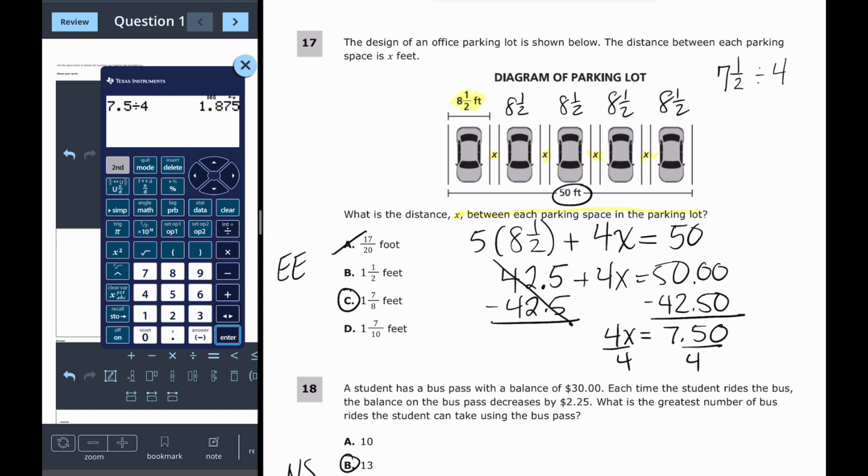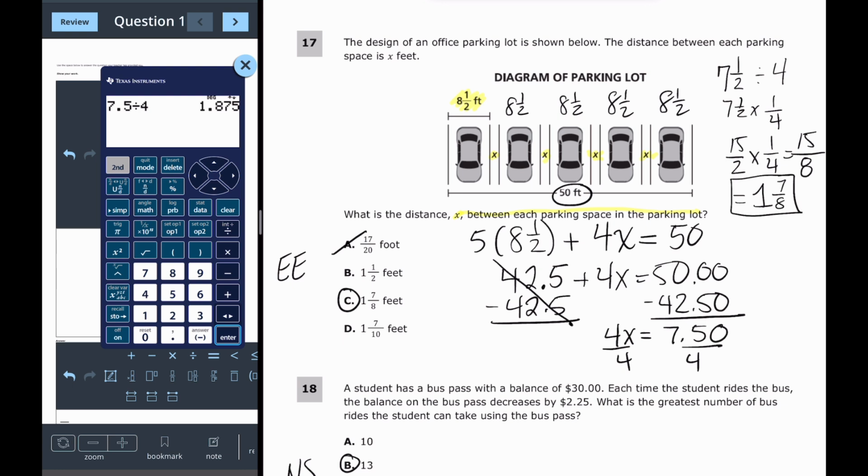So let's rewrite that. 7.5 divided by 4 is going to be 7.5 times 1/4. I'm going to change that 7.5 to a mixed number. So 2 times 7 is 14, so 15 halves times 1/4 is equal to 15/8. So I still got to change it to a mixed number. 15 divided by 8 is equal to 1, and that leaves me with 7/8. And there's my answer for C.